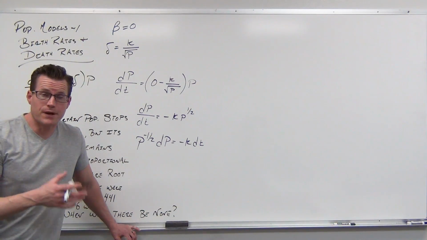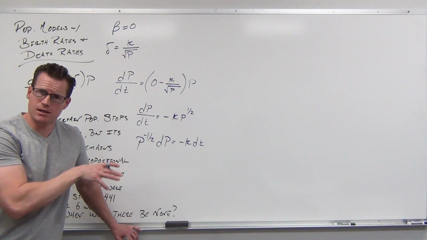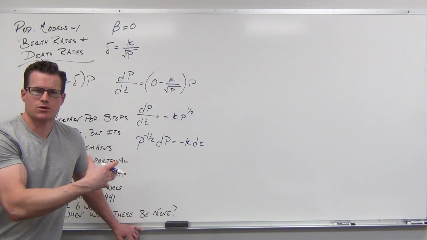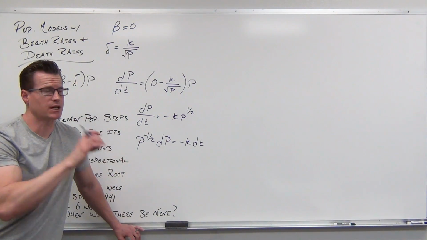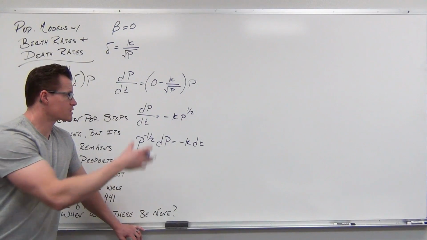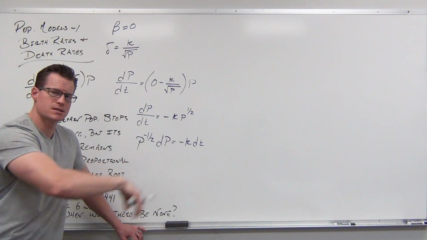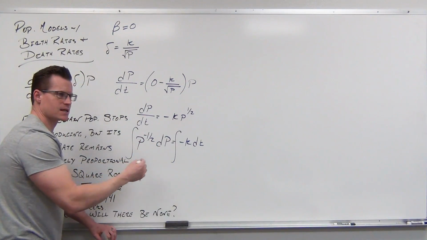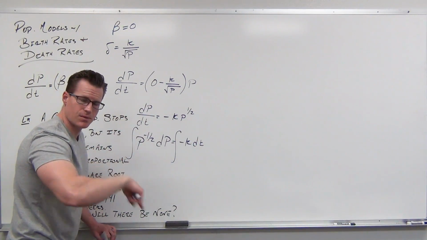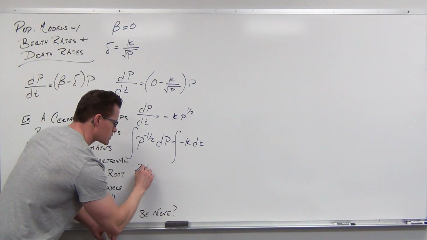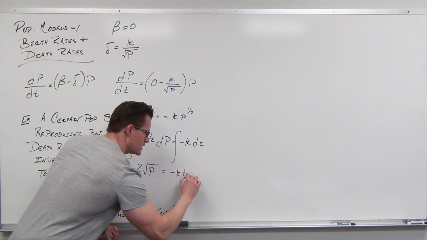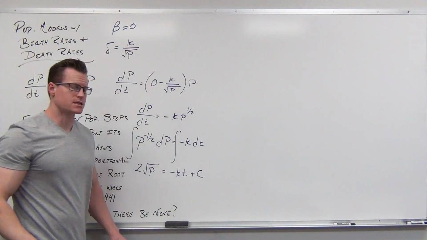I'm going to go fairly quickly through some of these basic integrals that are in solving differential equation techniques like separable equations, because we've done it a heck of a lot of times. So get your p's dp, get your constants dt. Let's integrate both sides, and notice that on the left-hand side, I'm adding 1/2, dividing by 1/2. That's going to be 2 square root p equals negative kt plus your arbitrary constant.